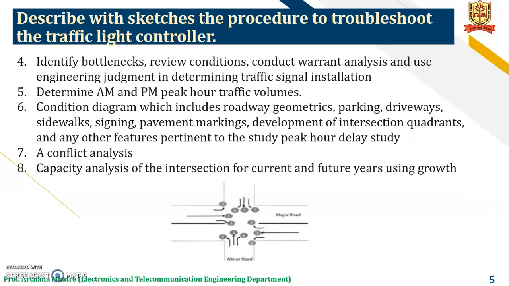Now, the next point to be considered is to identify bottlenecks, review conditions, conduct warrant analysis, and use engineering judgment in determining traffic signal installation. Next is to determine AM and PM peak hour traffic volumes. The next consideration is the conditions diagram, which includes roadways, geometrics, parking, driveways, sidewalks, signing, pavement markings, development of intersection quadrants, and any other features pertinent to the study, peak hours, and daily study. Next is a conflict analysis, and the last one is capacity analysis of the intersection for current and future years using growth. So these are the procedures to be followed to troubleshoot the traffic light controller.